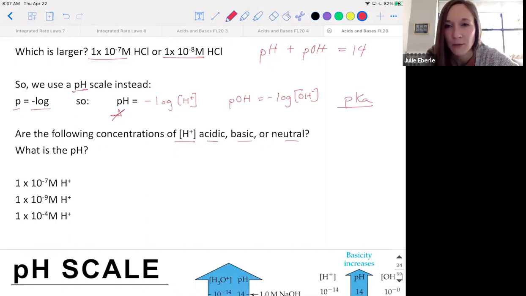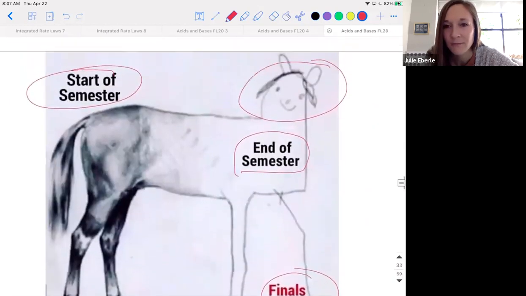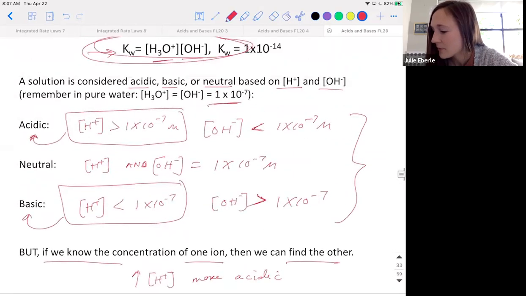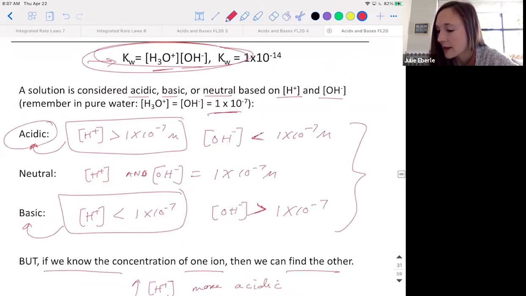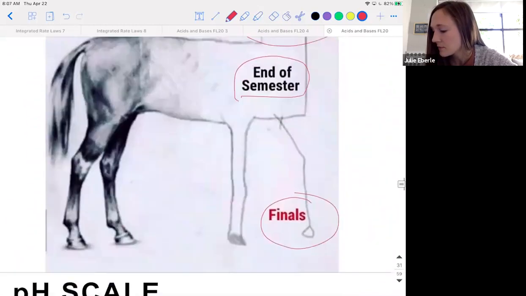Let me scroll up because I'm going to remind you what we looked at on Tuesday. Remember how we classify things as acidic, basic, or neutral based on the concentration of H+. If H+ is greater than 1 times 10 to the minus 7, that's acidic. If it's equal to, it's neutral. If it's less than, it's basic. All right, so let's go back down and now we can judge those things.